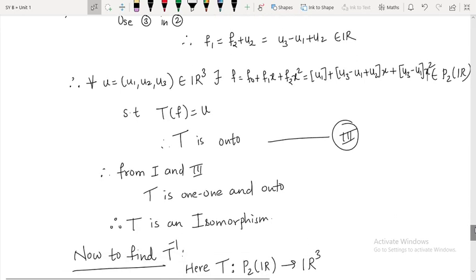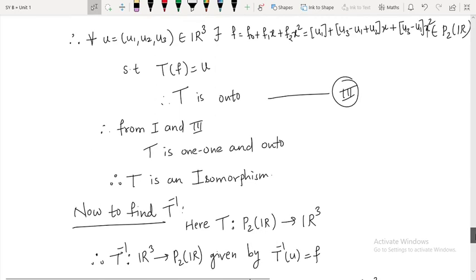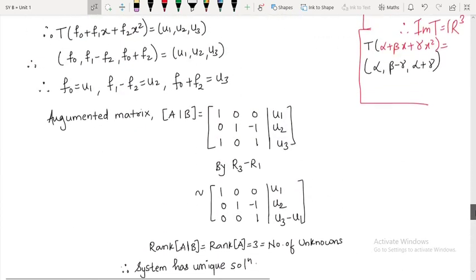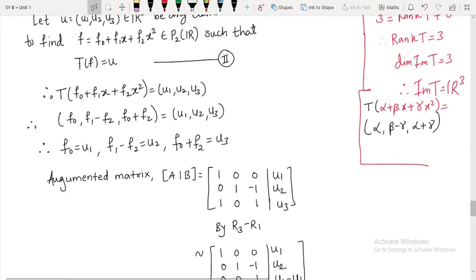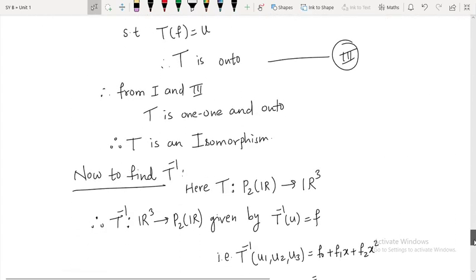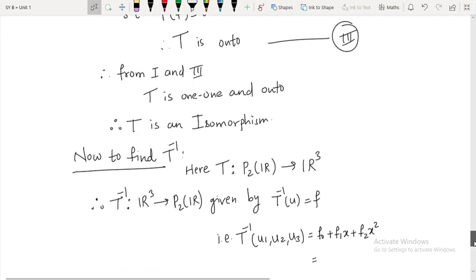Now to find T inverse: since T is from P2 of R to R3, your T inverse is going to be from what? R3 to P2 of R, given by T inverse of u is equal to f. Since T of f is equal to u, which I think I have called 2, therefore T inverse of u will be equal to f, and therefore T inverse of u1, u2, u3 will be equal to f0 plus f1 x plus f2 x square.